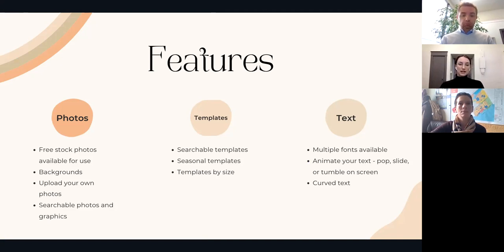For templates, again, these are also searchable. So if you are doing a webinar, for example, you can search Instagram post and then you can search webinar, and it'll bring up a bunch of different templates that are relative to what you're looking for. They also have a lot of really great seasonal templates. So if you're looking for like a Thanksgiving post or a Christmas post or just fall, winter, things like that, you can also search through that and everything will come up for you.